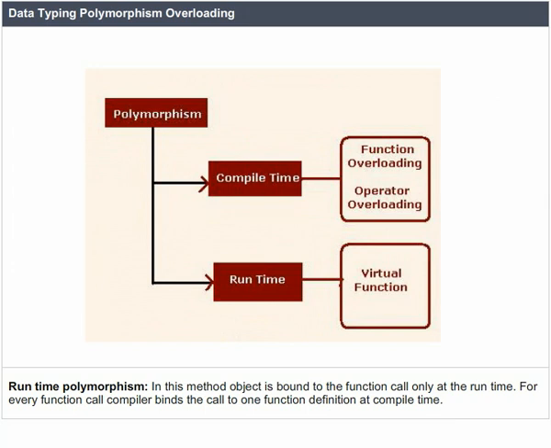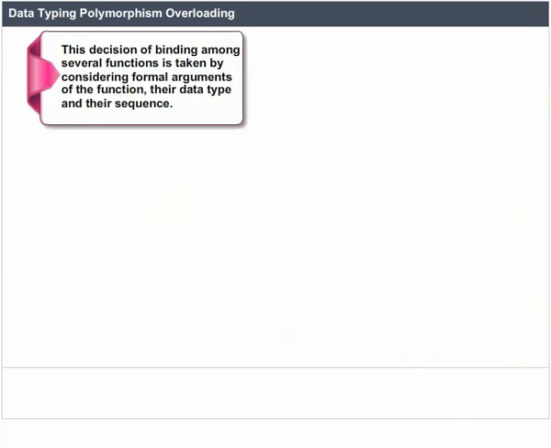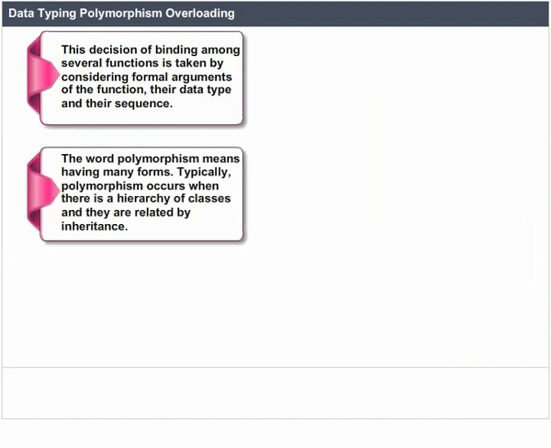For every function call, the compiler binds a call to one function definition at compile time. This decision of binding among several functions is taken by considering formal arguments of the function, their data type, and their sequence. The word polymorphism means having many forms.